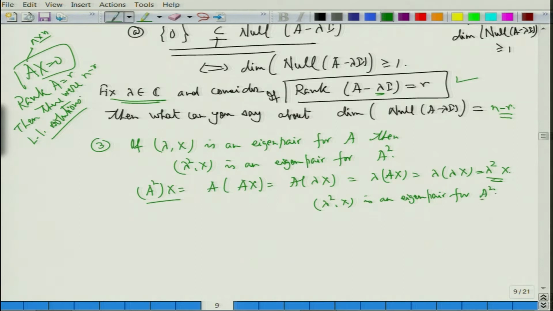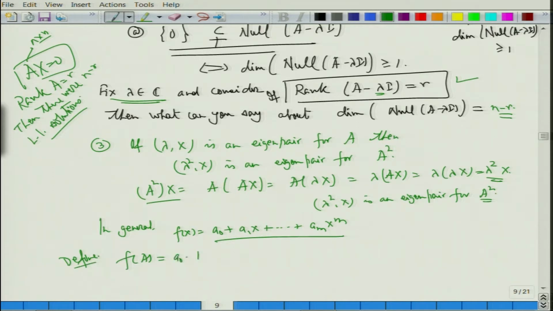For A square. Fine. So, in general, suppose I have a polynomial f of x, which is a0 plus a1x plus up to am x to the power m. I compute f of A. I define f of A as a0 times identity plus a1 A plus a2 A square plus up to am A to the power m. So, given a polynomial f of x, I am defining what is called f of A.